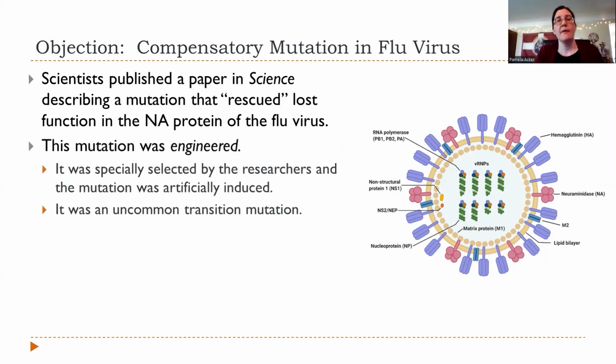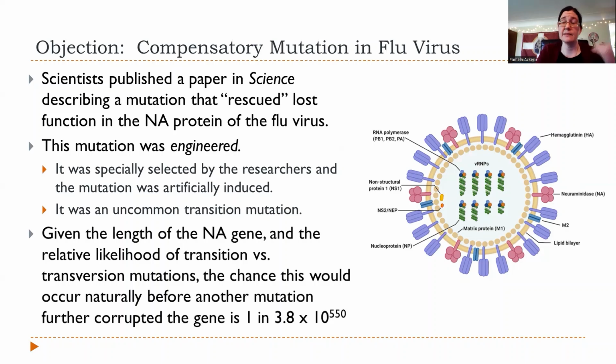Wrong. Okay. This mutation was engineered. It was specifically selected by the researchers, and it was artificially induced into the flu virus. And it's actually a mutation that wouldn't be as likely to happen on its own. Now, I took the data from this paper and I looked at the length of the gene in question and the relative likelihood of transition versus transversion mutation.